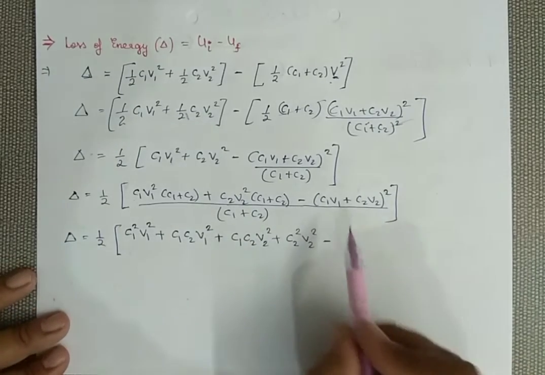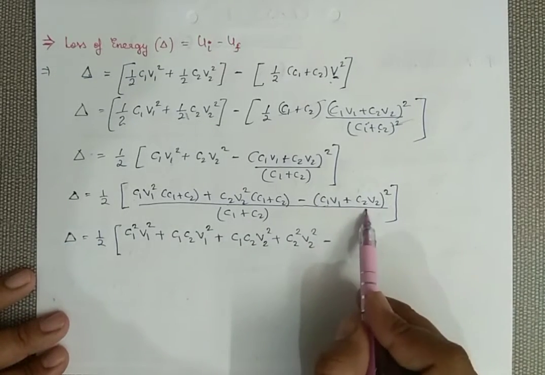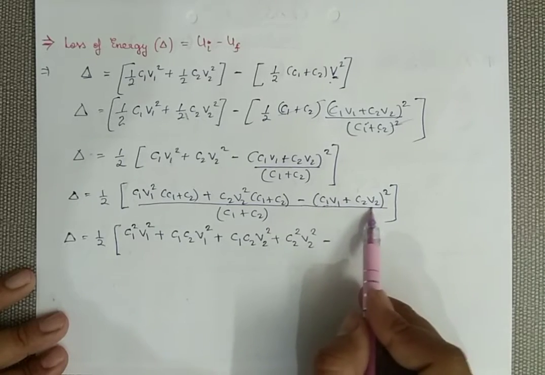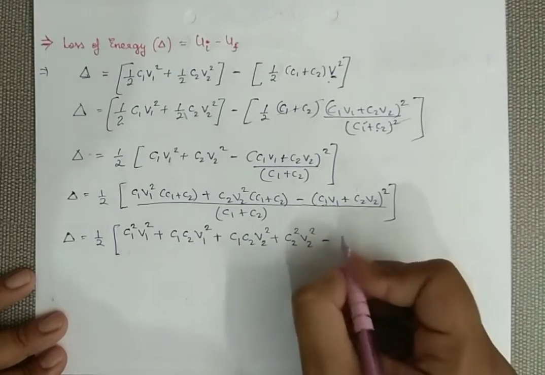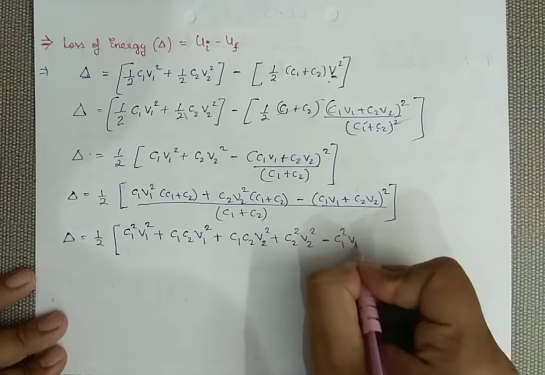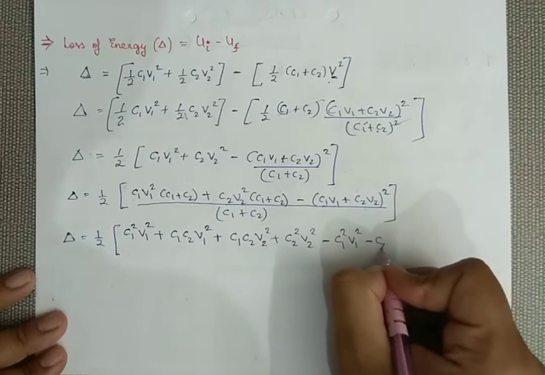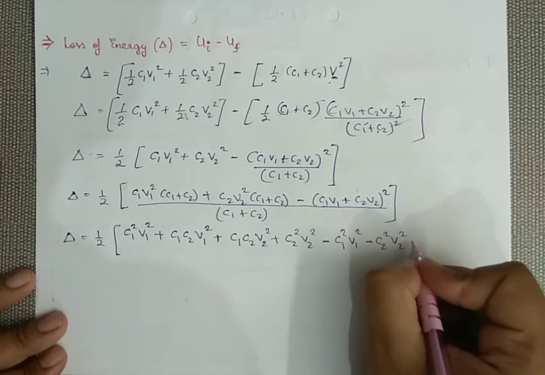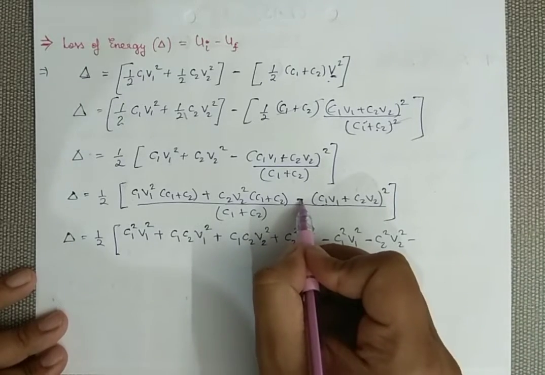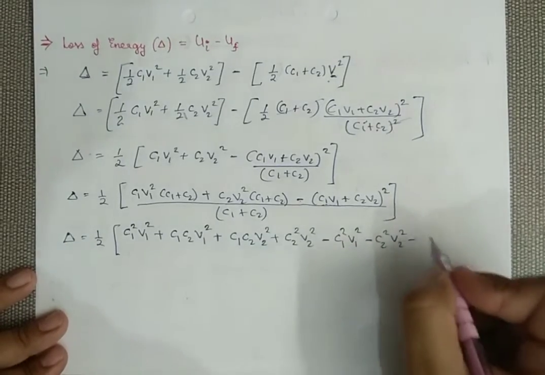See here you have to use A plus B whole square. This is A, this is B. A plus B whole square. So the formula will be something like A square plus B square plus 2AB. But remember that I am opening this bracket with a minus sign, so negatives are coming here.